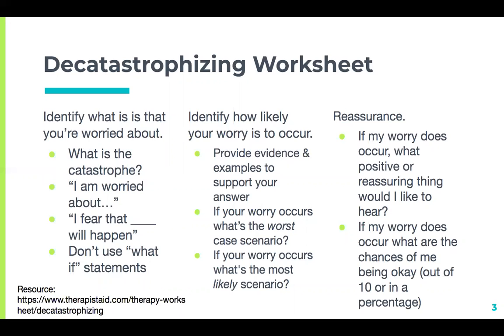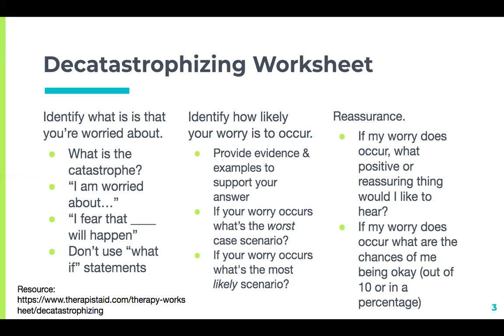Now, the next section is identify how likely your worry is to occur. You want to provide evidence and examples to support your answer, whether it's through past experiences or what you've observed, but make sure that you're providing proof to back up what you're feeling. If your worry occurs, what's the worst case scenario? And if your worry occurs, what's the most likely scenario? Sometimes, and most of the times, the worst case scenario is not what's most likely to happen.